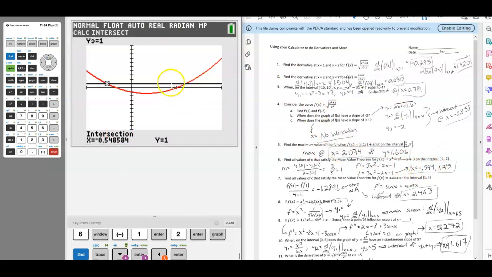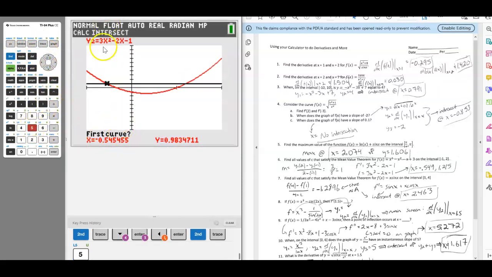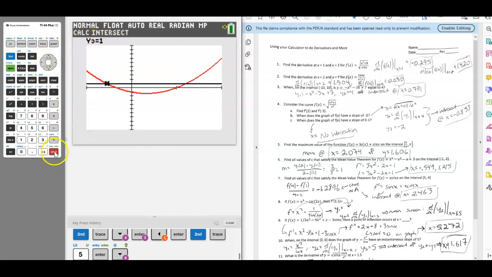Now I've got to also find this one. So I'm going to go second calc, intersect again. I'm going to make sure I get my first curve as the parabola right here. Hit enter. Second curve as this one. Go ahead, and I can scroll around like that. You should see that we can do that, but I want to be at y equals 1 there. So take that.